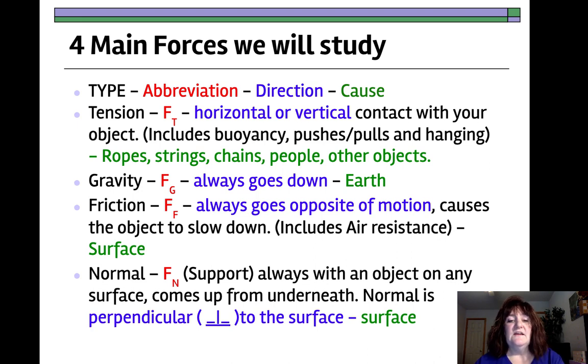Finally, you have a normal force. This is Fn, also known as the support force. This is the force that is with any object that is on any surface, and it comes up from underneath. Normal is perpendicular to the surface, and the cause of the normal force is the surface.